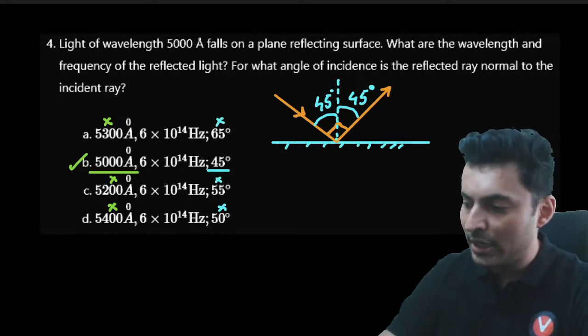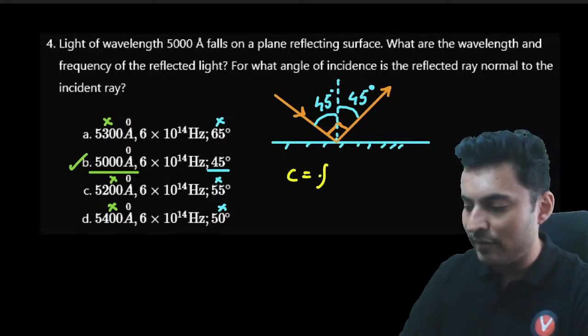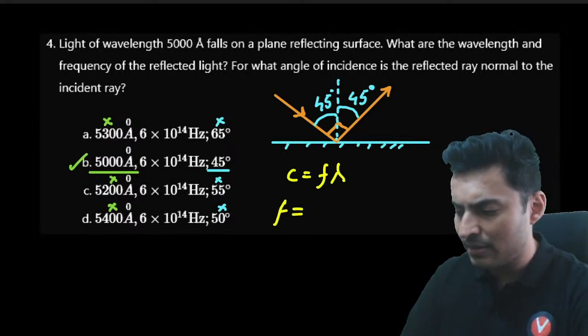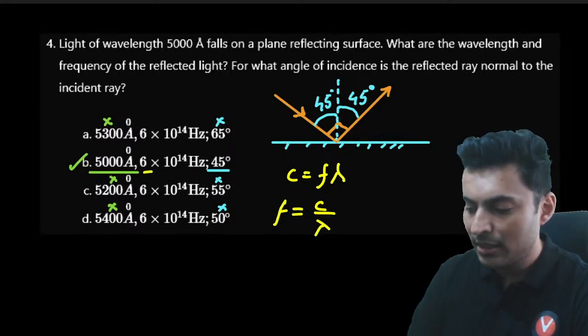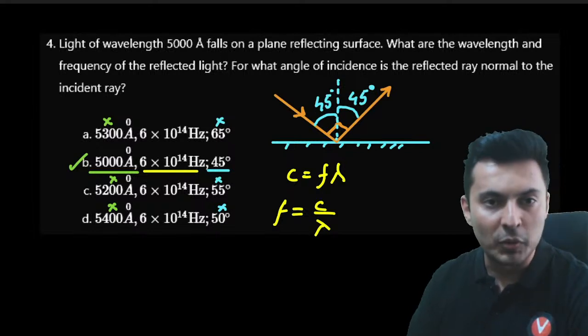So naturally, using c = fλ, you can find the frequency, which is c by lambda. Speed of light you know, lambda you know, you can get the frequency also.